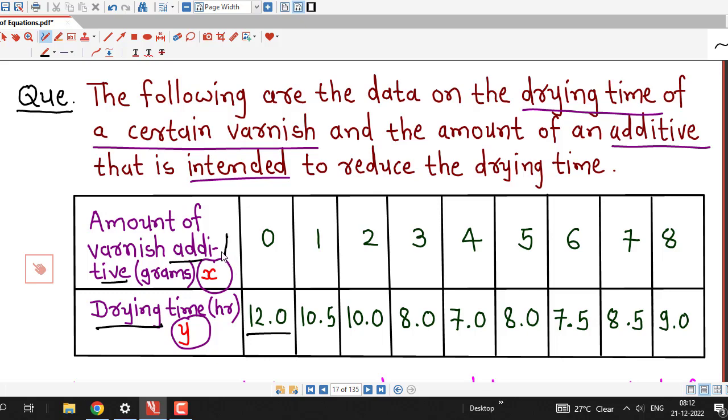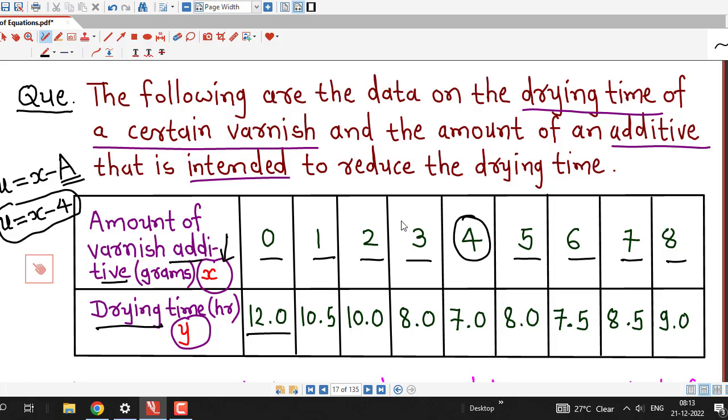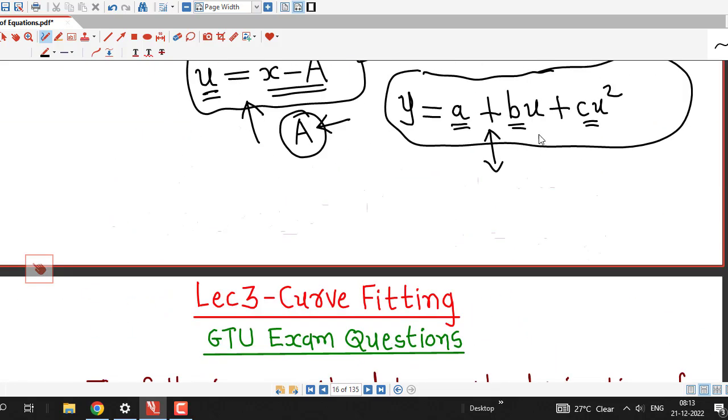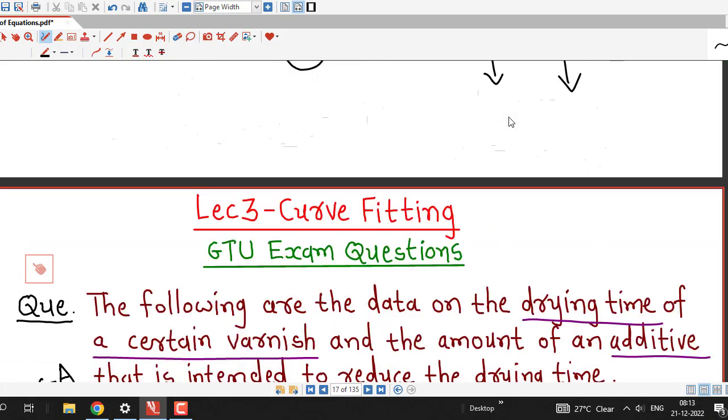Now I am not going to use x as independent variable, so what I can do, I can consider u equal to x minus some arbitrary choice for capital A. So here these are the values of independent variable x, and I will select capital A as the middle value. So here I will use this substitution for change of independent variable, u equal to x minus 4, and I will start with the parabola of this form, y equal to a plus bu plus cu square, and we will write down the normal equations corresponding to this form of the parabola, and solving normal equations we will be able to decide these constants a, b and c.